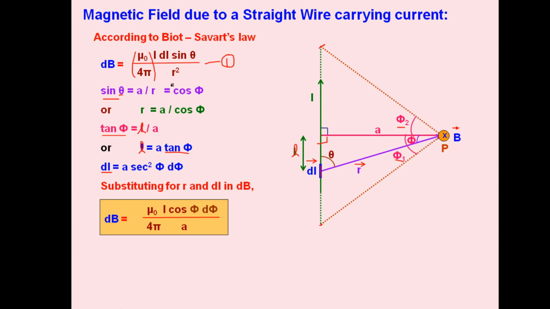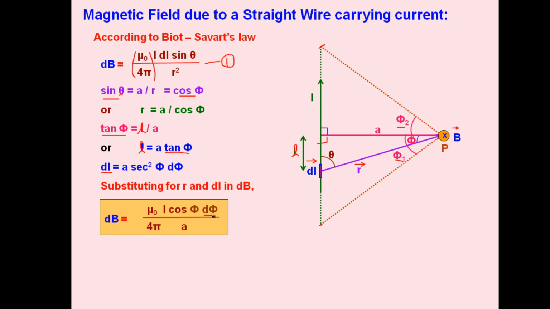Then in place of r square, r is a by cos phi, so r square is a square by cos square phi. Cos square phi and sec square phi are balanced. In place of sin theta we have cos phi, and d phi is as usual. So one a is cancelled from the expression. The remaining expression we have is mu naught by 4 pi I cos phi d phi by a. Now this is the small magnetic field with limits.